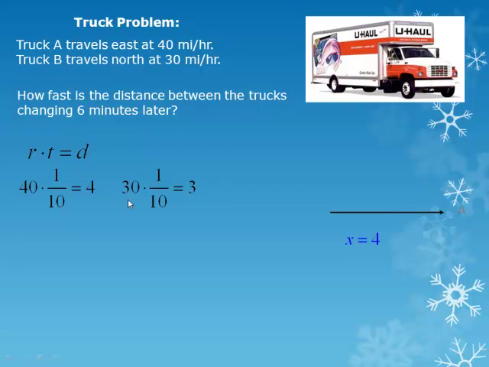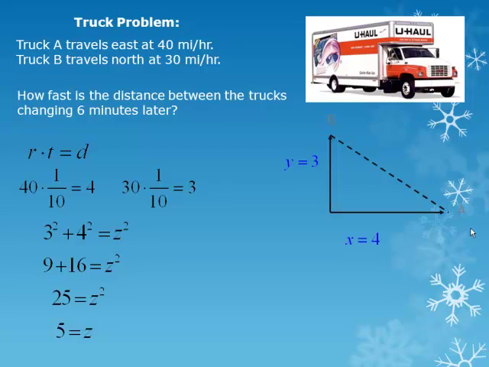Truck B, he's going 30 miles an hour. That's his rate. Over that 1/10 of an hour, he has gone 3 miles. So there's truck B 3 miles later. We want to figure out how fast they are getting farther and farther apart from each other. So I can at least figure out how far apart they are at 6 minutes, right? That's just the Pythagorean theorem. 3 squared plus 4 squared equals z squared. So moving through that problem, I get z to be 5. So now we can see we have a right triangle, a 3, 4, 5 right triangle.